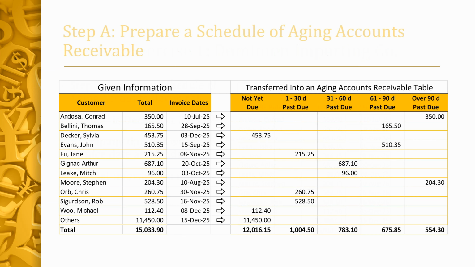You can create a table by hand on any piece of loose leaf paper, or you can do it using a computer spreadsheet program like Excel. Create a table like the one shown. Once you have the number of days for each account, pull that information across into the columns on the right for each aging period. Conrad Andosa's account is 174 days past the invoice date, therefore his amount goes into the over 90 days past due column. Do this for each account.